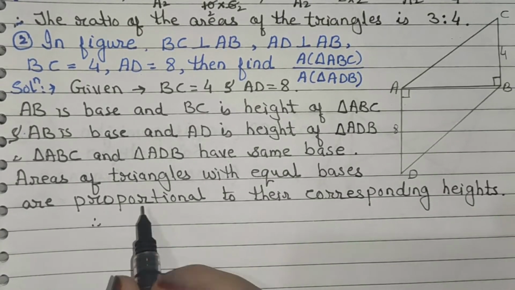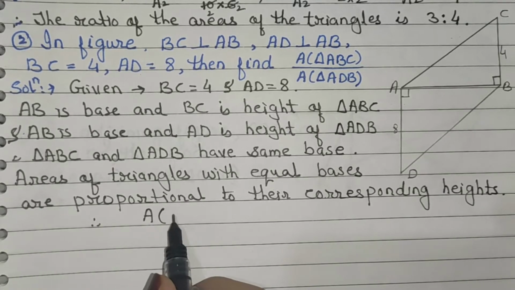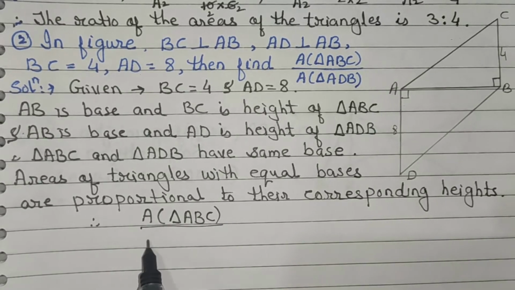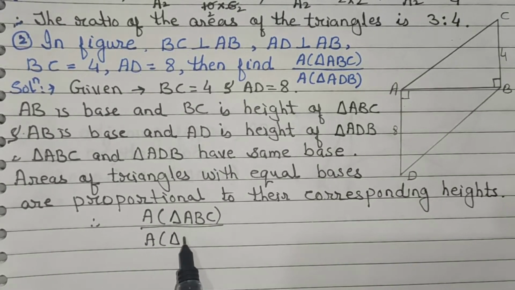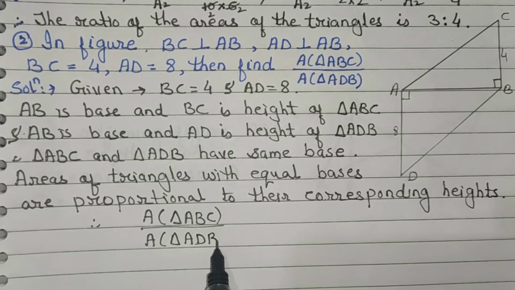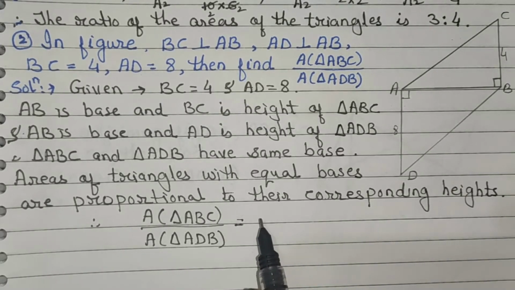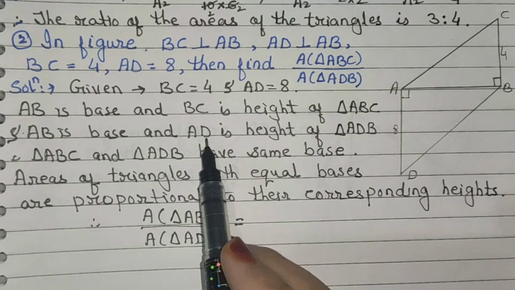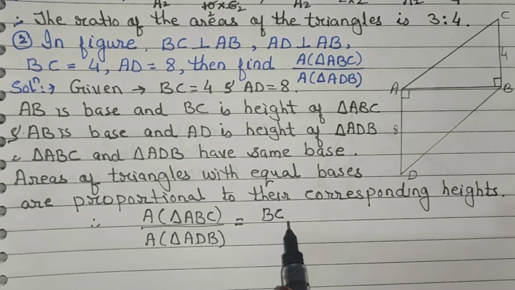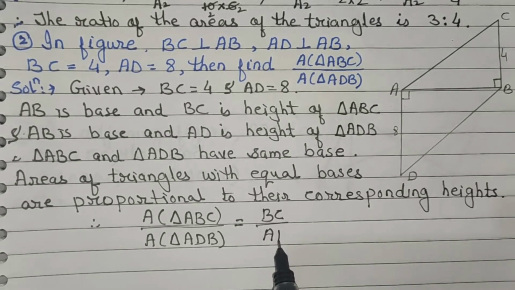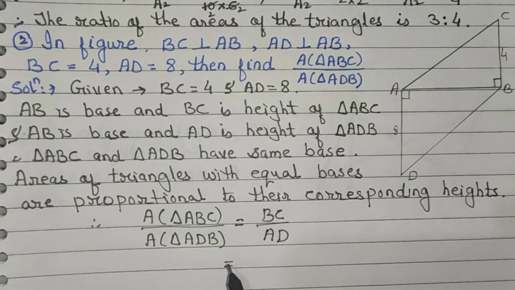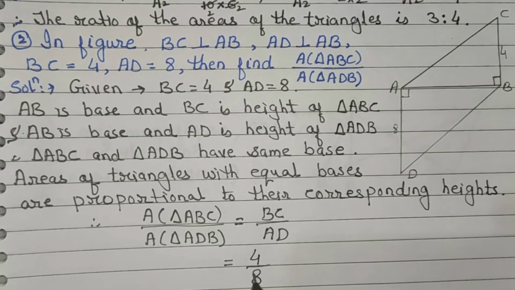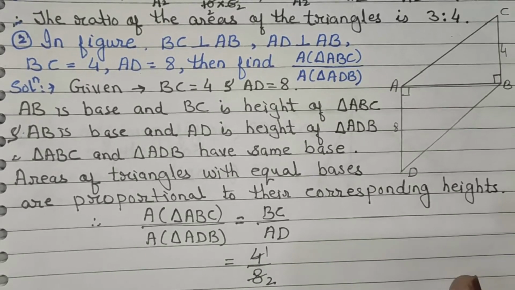Therefore, write down here, area of triangle ABC upon area of triangle ADB. Now here both the triangles have the same base, therefore write down here their heights, BC upon AD. Now substituting the values here, the value of BC is 4 and AD is 8. Now cancel it, 4 ones are 4, twos are 8.